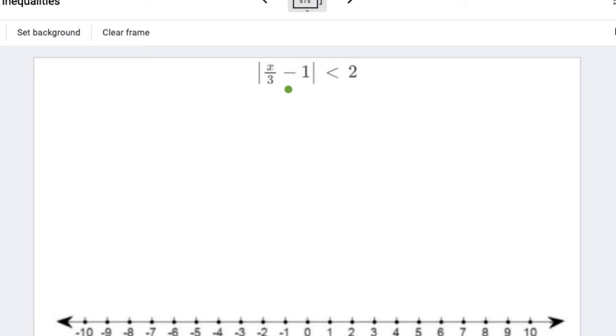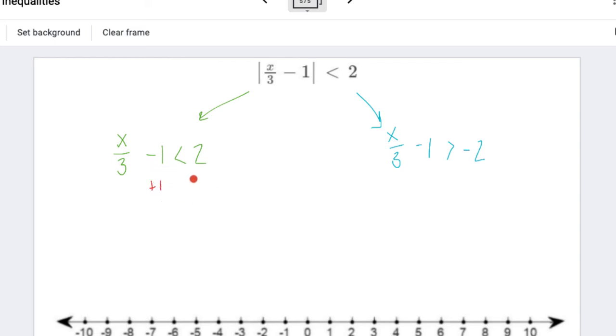Absolute value of x divided by 3 minus 1 is less than 2. So again, it's less than the number. It's going to be going to the left, which means it's going to be going to the right from the opposite. So it's going to be an intersection. They're going to meet. So let's write our two inequalities that we're going to solve. So x divided by 3 minus 1 is less than 2. x divided by 3 minus 1 is greater than negative 2. Again, you're not just going to be able to solve one of them then take the negative number.